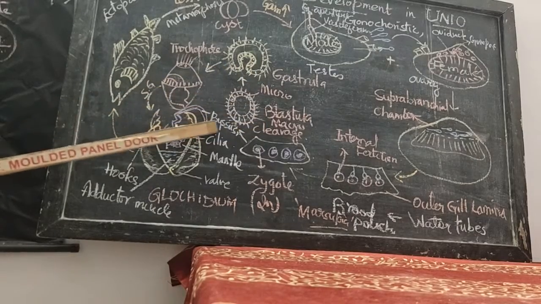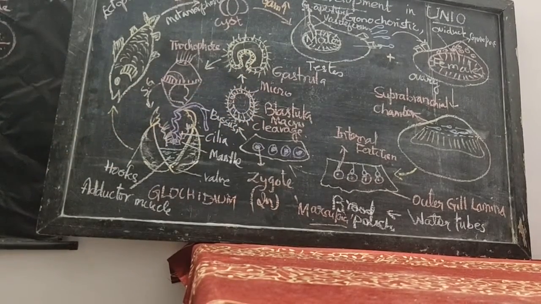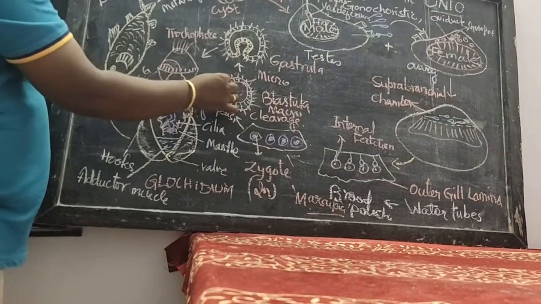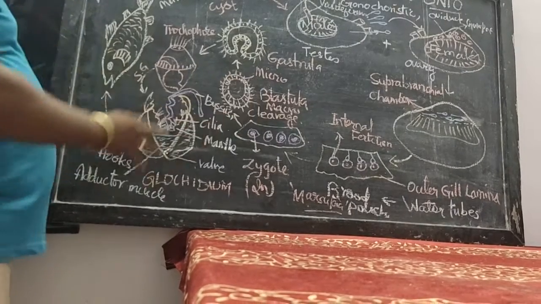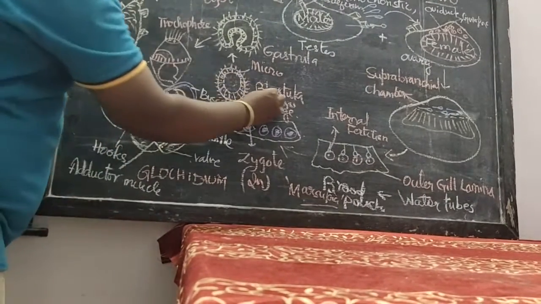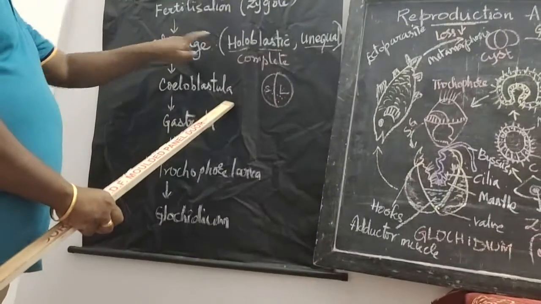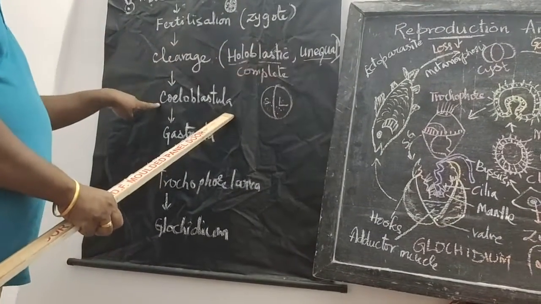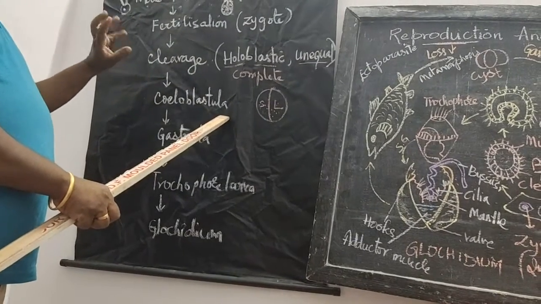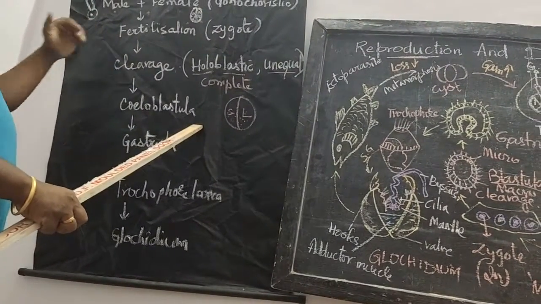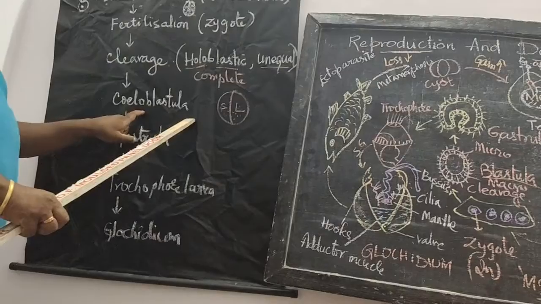So this kind of division stage where you find a cavity of blastocele having the micromeres towards the anterior side, macromeres towards the posterior side is called as blastula, and specifically it is called as coeloblastula. So cleavage, which is complete and unequal, will lead into a cavity stage called blastocele, surrounded by anterior micromeres and posterior macromeres, and the stage is called as coeloblastula.